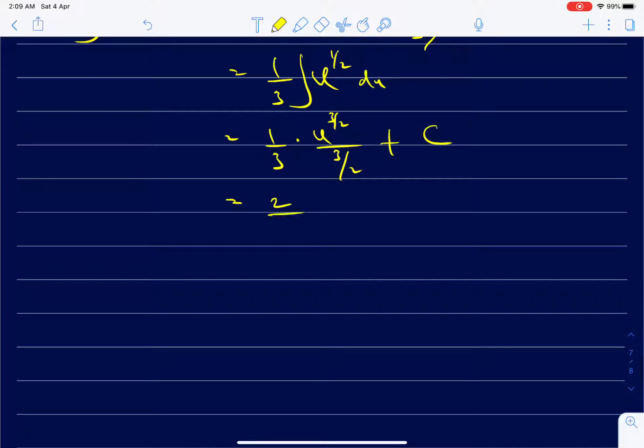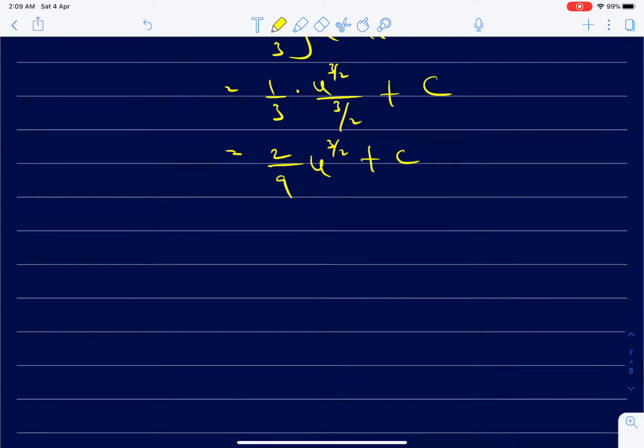which means 2 over 9 times u raised to the power 3 over 2 plus c. And that's the same as 2 over 9 times x cubed plus 5 raised to the power 3 over 2 plus c, because that is u raised to the power 3 over 2. And then we go to the next. What's the next?